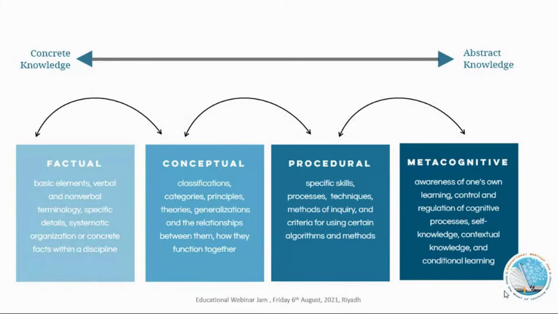Once he has got all the ideas, words, vocabulary, and information, he tries to classify them, categorize them. He tries to derive principles on which these words, grammatical rules, reading, writing, all these things work. Theories, generalizations, and the relationships between them function together. And once the concepts are clear, then the learner moves to the procedural level.